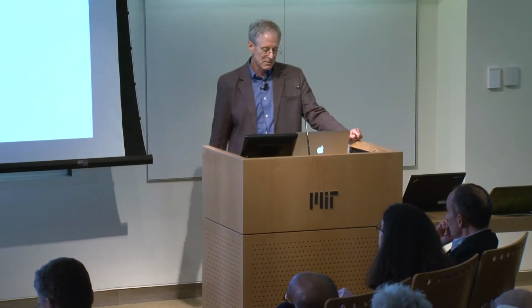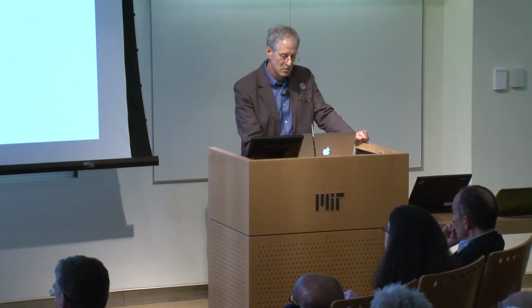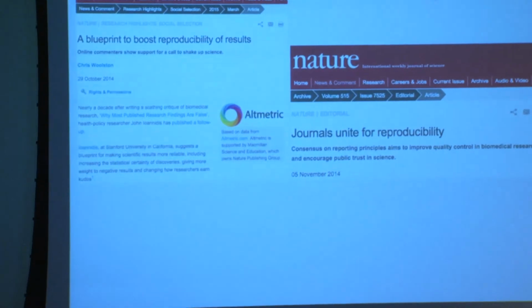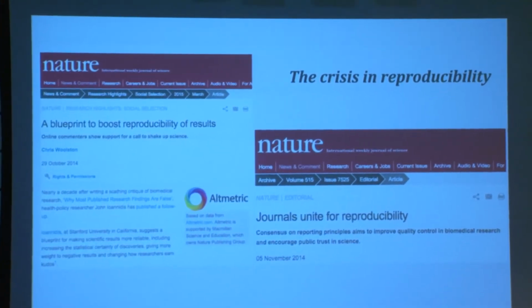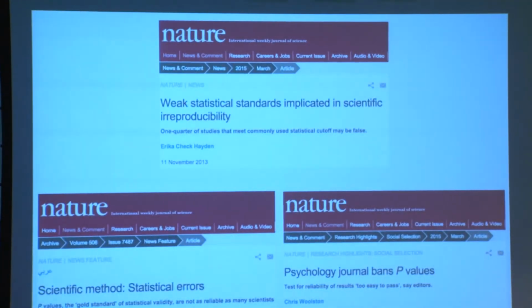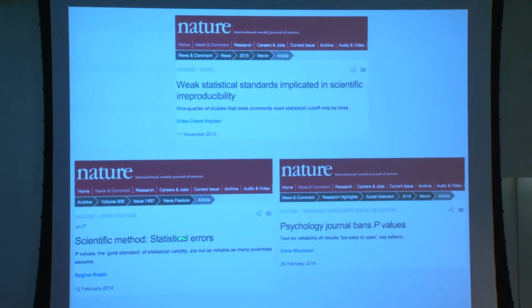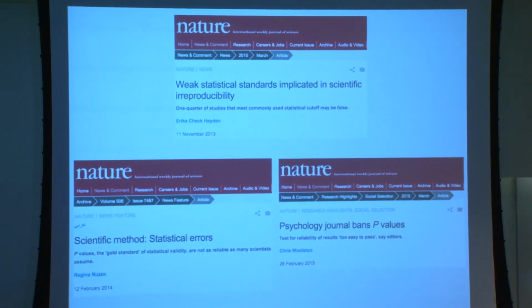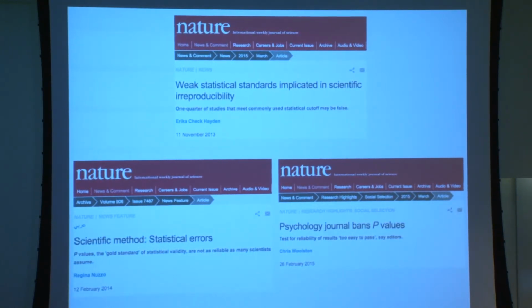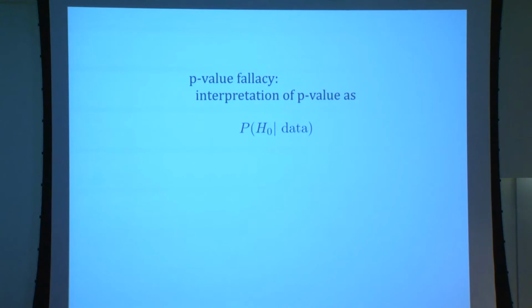So this relates to something that Andrew was talking about too. There's this so-called crisis in reproducibility. It's been discussed in many places. Here, there are these articles in Nature. Some of it's linked to statistics. There are statistical errors discussed. I think one of these is actually by one of the authors that Andrew showed. And in fact, it's gotten pretty extreme. If you haven't heard about this, one of the journals bans p-values, kind of throwing the baby out with the bathwater. But one of the points that some people make is that part of the issue is the p-value.